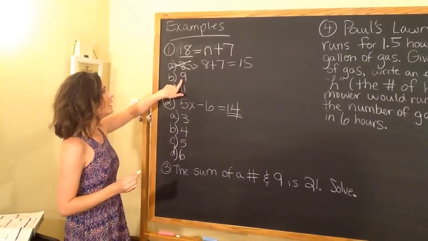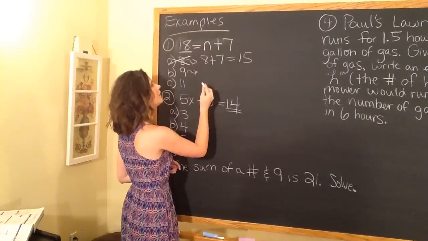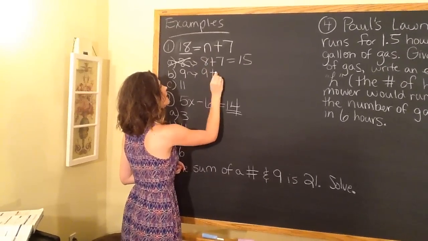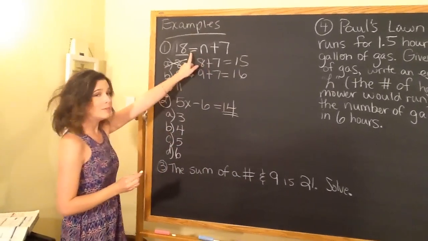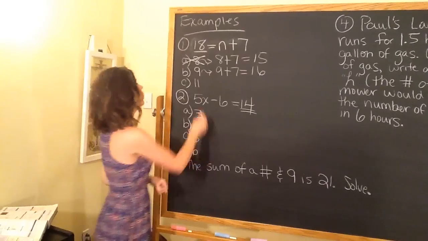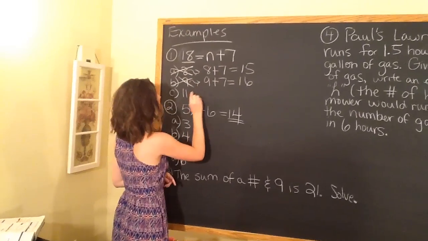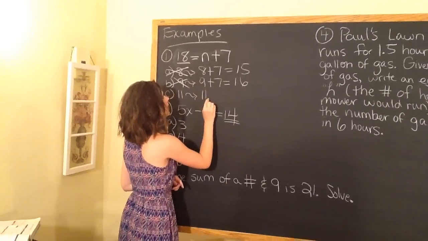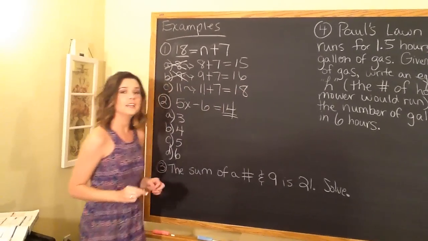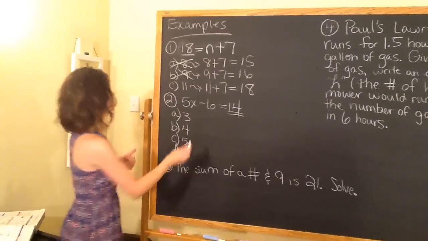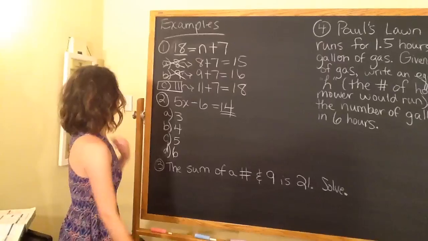Let's go ahead and plug in 9 and see what we get. If we plug in 9 for our variable n, we'll get 9 plus 7, which gives us 16. Is that the same as 18? No. So let's try to plug in 11 and see if that works. If we plug in 11 for n, it'd be 11 plus 7, which gives us 18. Is that the correct answer? Yes, it is. So we know that 11 is the solution to the problem.